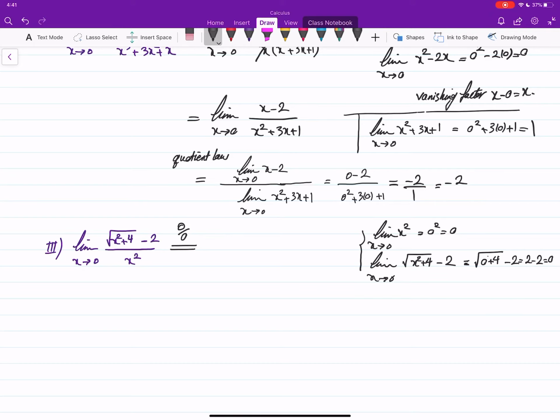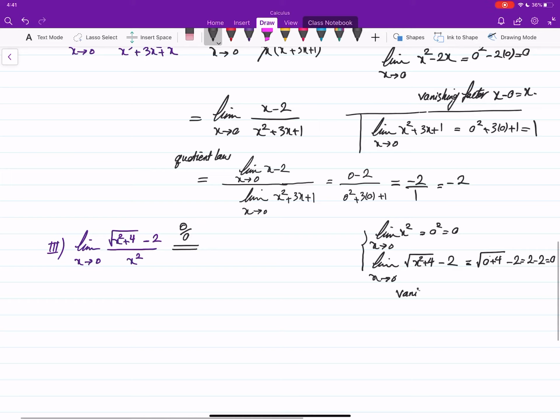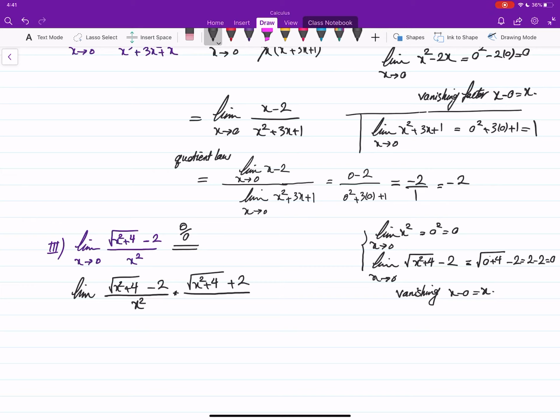Well, okay, in this case, you see that the vanishing factor, again, is x minus 0, which is x. We have to factor out x in some way. But you notice that the numerator is not a polynomial. Factoring non-polynomial functions is not easy. And, well, you need a trick. And the trick here is that you multiply both numerator and denominator by the conjugate of the numerator in this case.